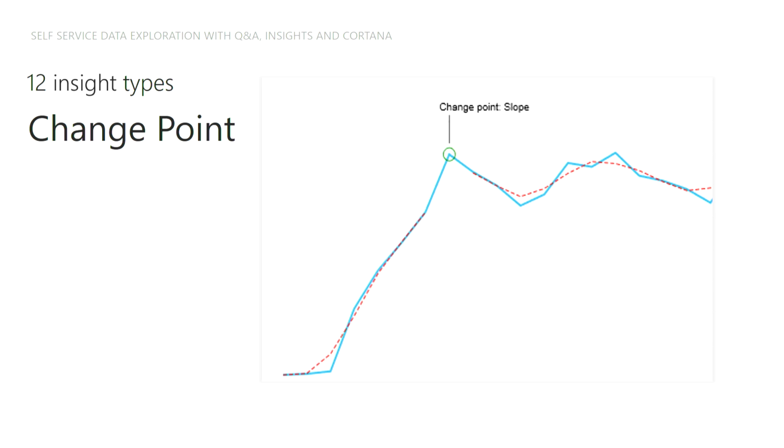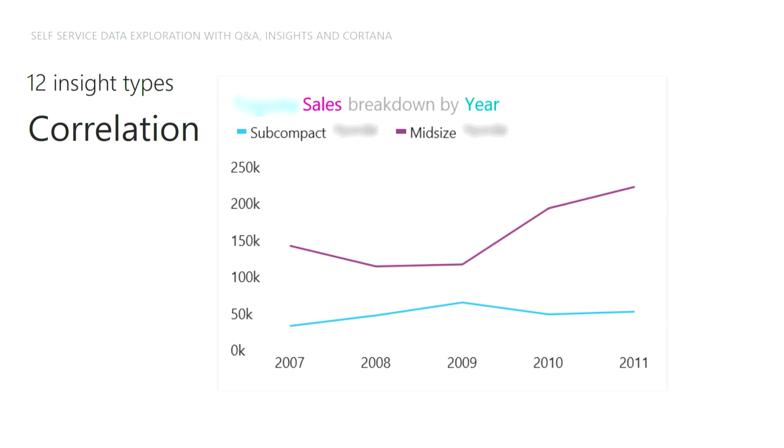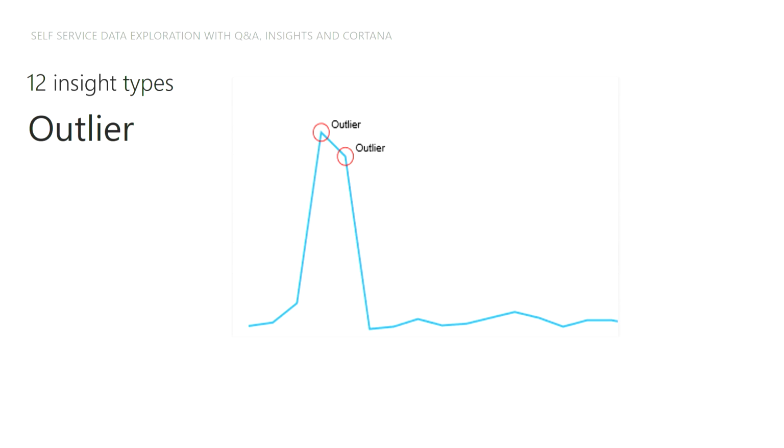There is another insight about change point, where we see two trends that are contradictive. And another one is about correlation, negative correlation in this case, where we can see the sales for compact and mid have a negative correlation. And also there is the outlier, when we see a spike in the data. So we have 12 insight types that we run all the time in order to help you to find more.